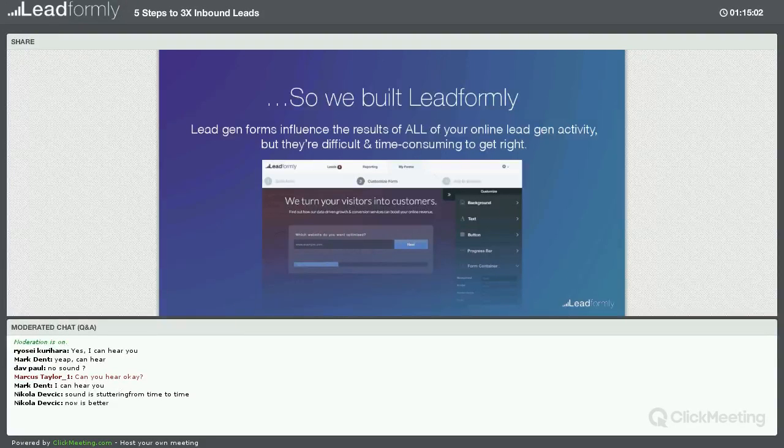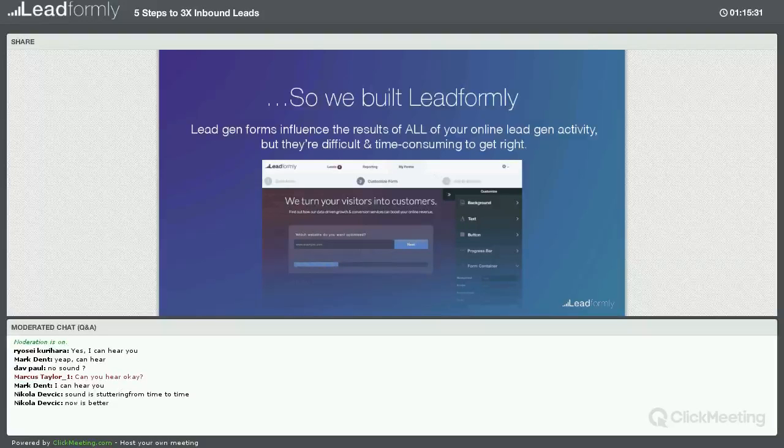So we noticed that lead generation forms have such a big impact on the results of all of your online lead generation activity. When you improve the form, it improves the performance of all of your content marketing efforts, because all of your content that's driving traffic to your forms, that conversion rate increases. It improves all of your paid search, all of the activity you're doing. When you get your form right, it has such a big ripple effect.